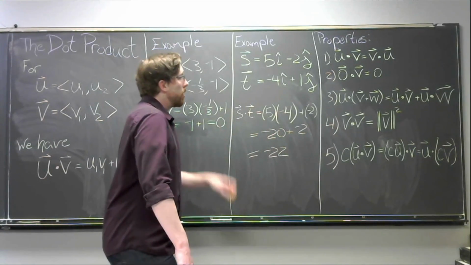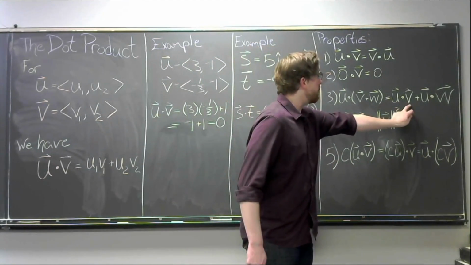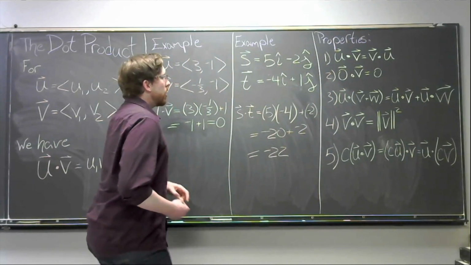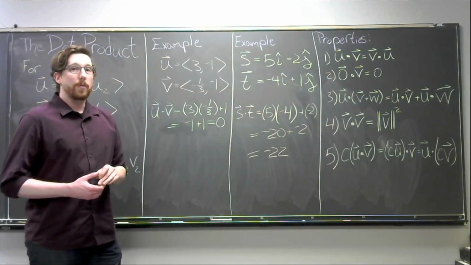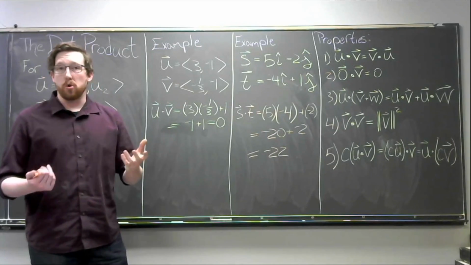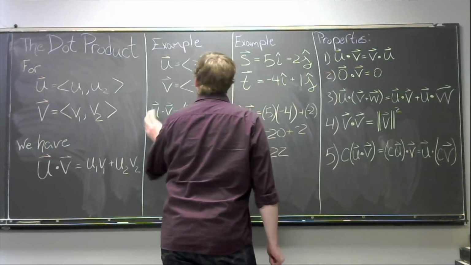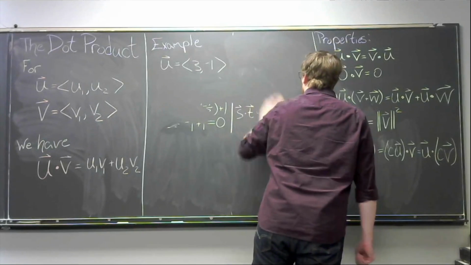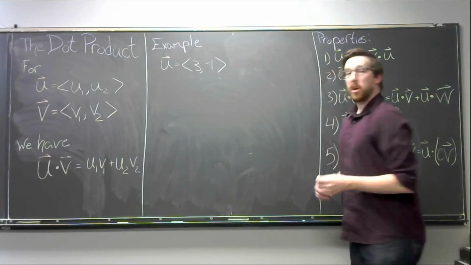U dot the sum of two vectors is going to be u dot the first vector plus u dot the second vector. This is a particularly important one here. Any vector dotted with itself is equal to the square of its magnitude, or norm. So let's see that really quick. Let's use our original vector u here. We want to take u dot u.